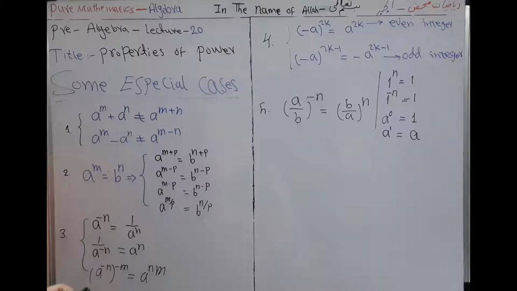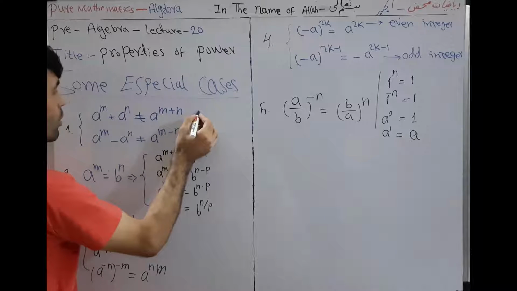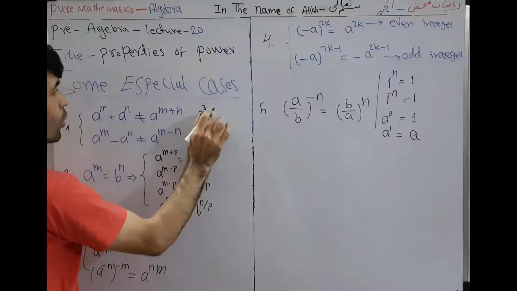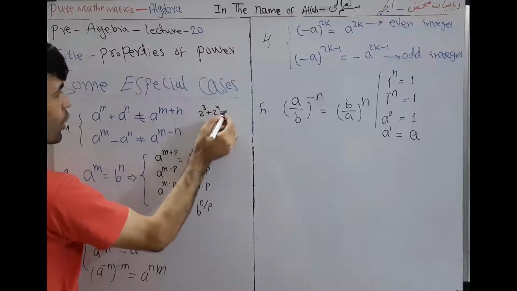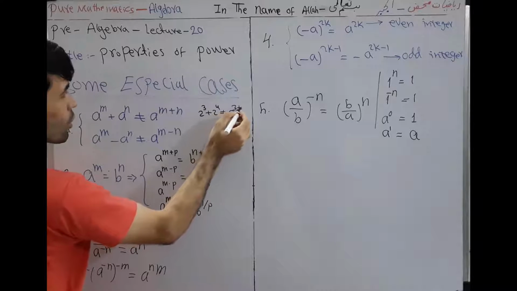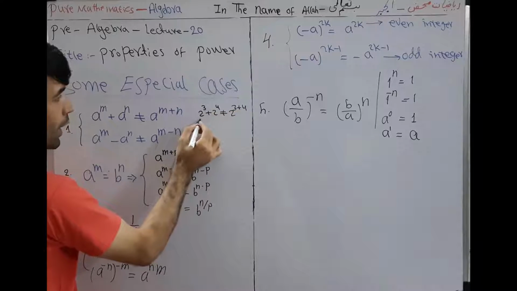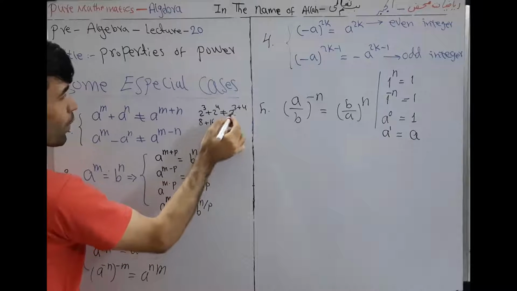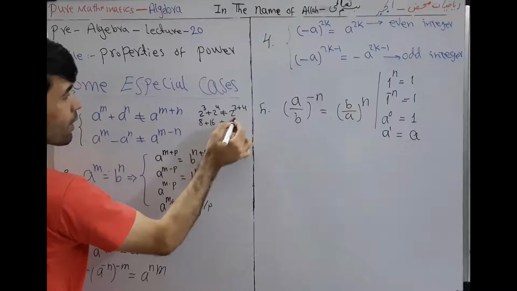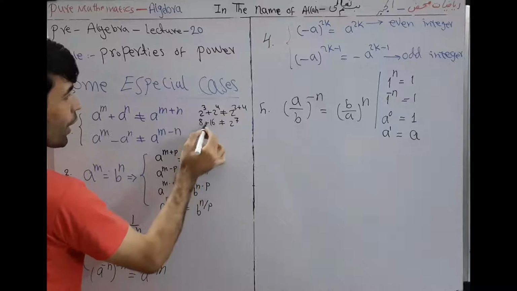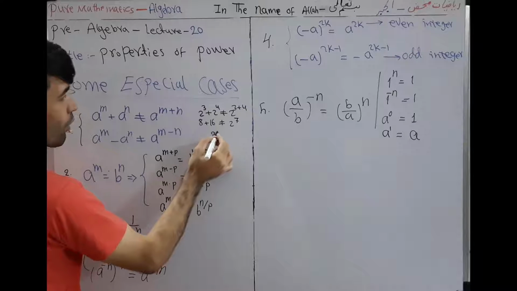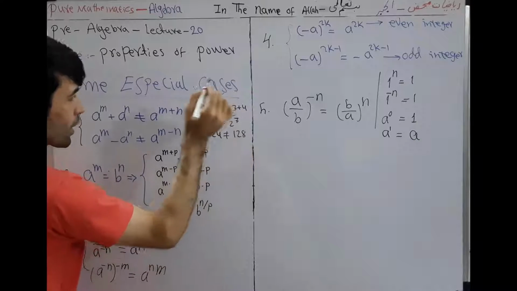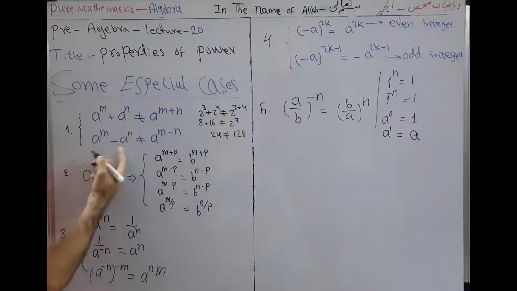They are different. If we consider 2 to the power 3 plus 2 to the power 4, it is not equal to 2 to the power 3 plus 4, because 2 to the power 3 is 8 and 2 to the power 4 is 16. 2 to the power 3 plus 4 is 2 to the power 7, which is equal to 128, while 8 plus 16 is 24. They are different.